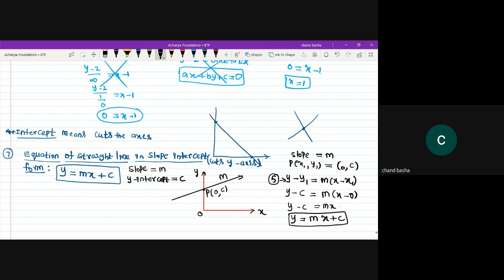But being a foundation student, you must understand how we got this equation, y is equal to mx plus c. I can make use of the same formula, y minus y1 is equal to m into x minus x1.